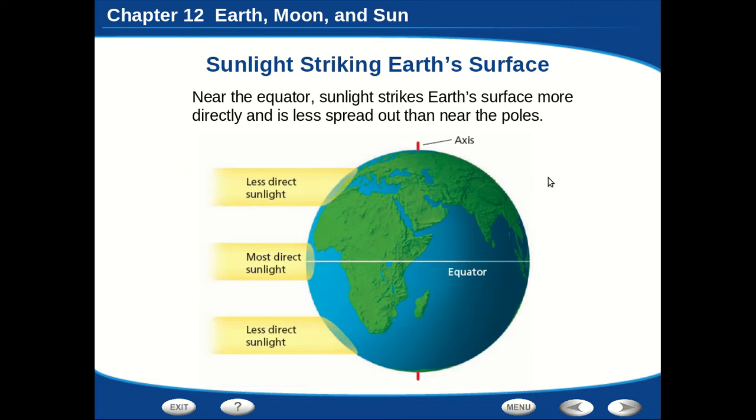So in the textbook, you can find a reference to this diagram that we're looking at right now, sunlight striking Earth's surface. That's on page 468. So you might want to flip back and forth through the textbook. And we see something interesting on this one. I think this is the most difficult slide. Less direct sunlight, most direct sunlight in the middle.